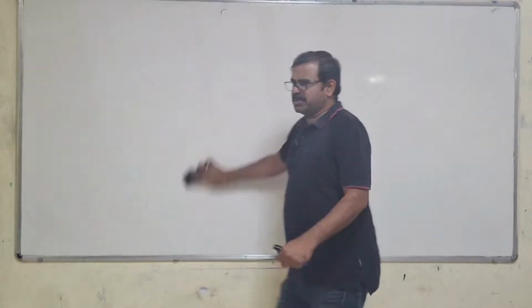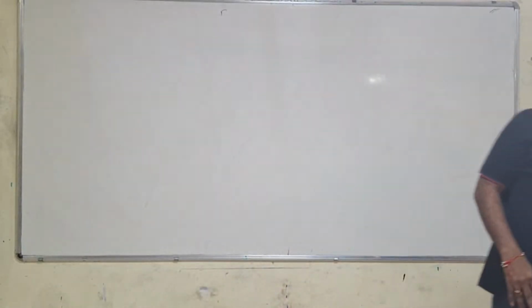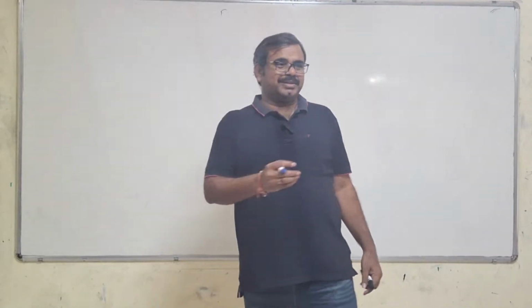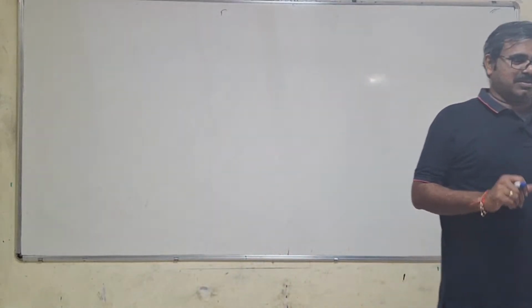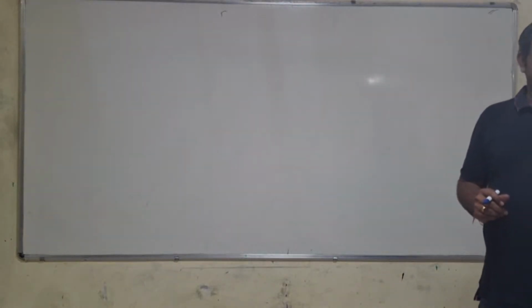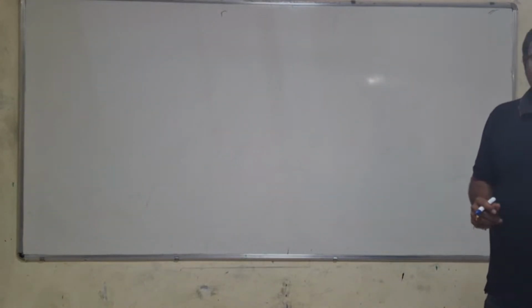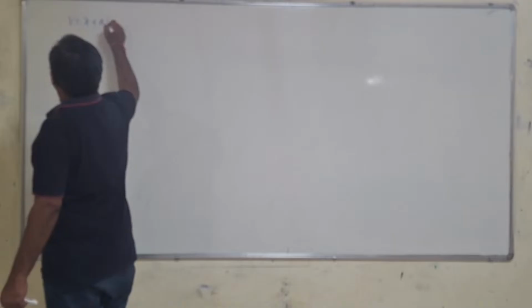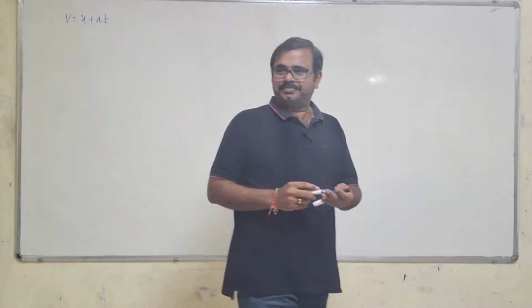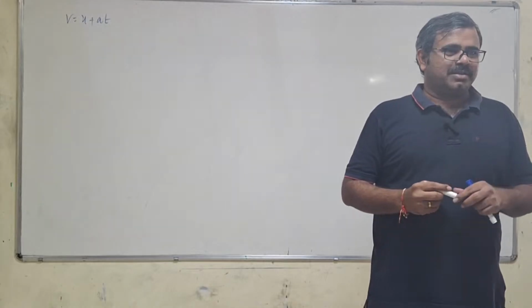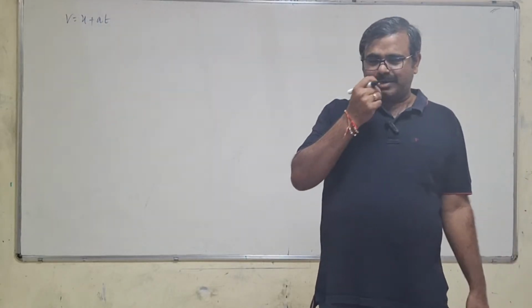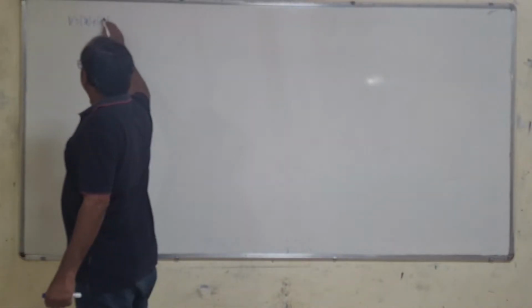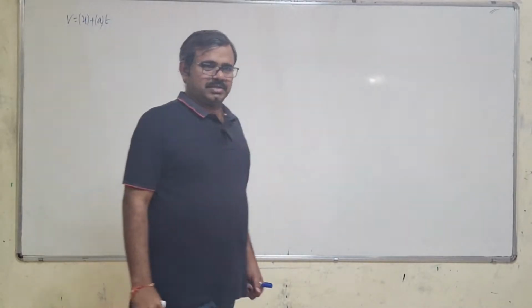Tell me, what functions have you come across in physics before? Tell me one equation that you have come across in physics before. V is equal to U plus AT. Have you seen this equation before? Where do we write it? When the body moves with uniform acceleration, here U is a constant, A is also a constant.